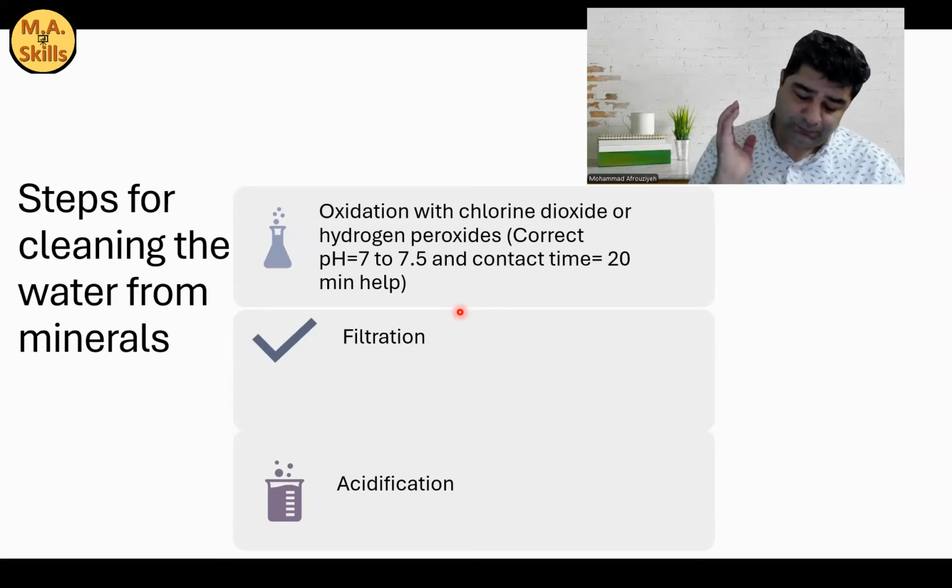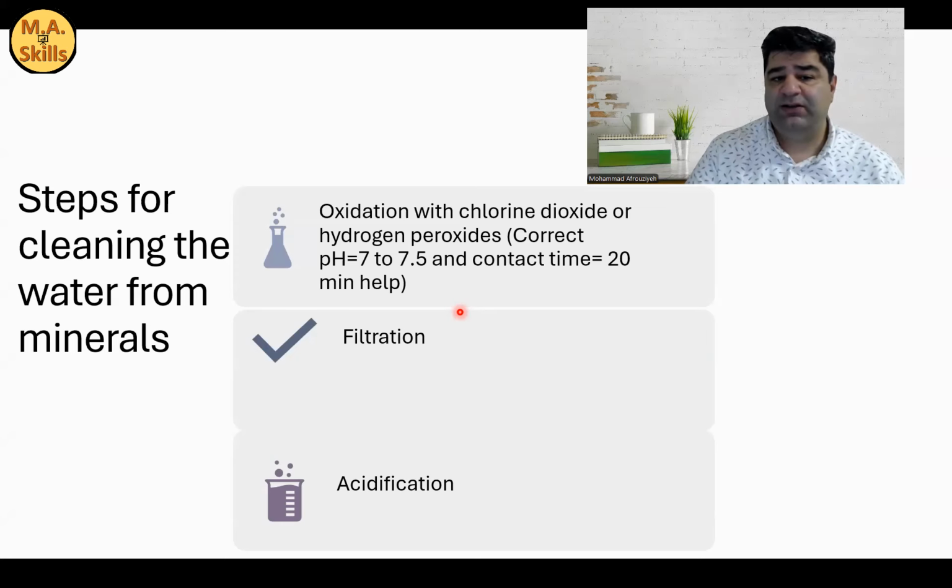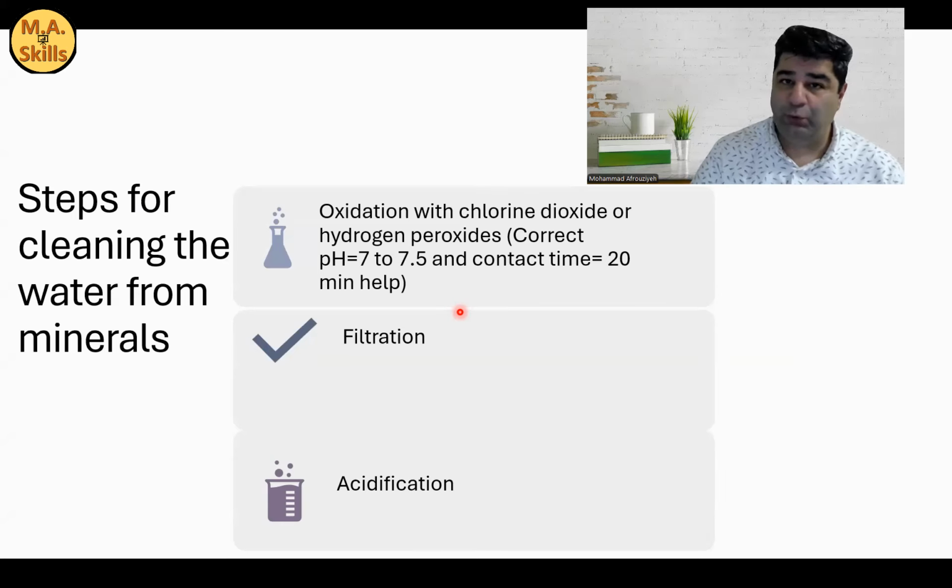It means that when you inject these chemicals like chlorine dioxide or hydrogen peroxide into your water line, your water pH should be between 7 to 7.5, not higher, and it should sit in the water line at least for 20 minutes. And then you can filter the water to get rid of any sediments and any minerals. And then you need to acidify the water line.